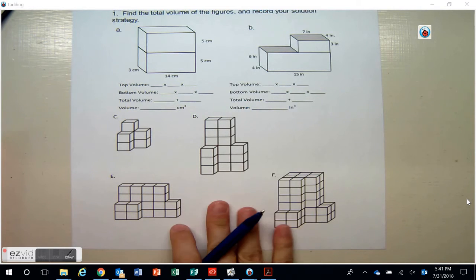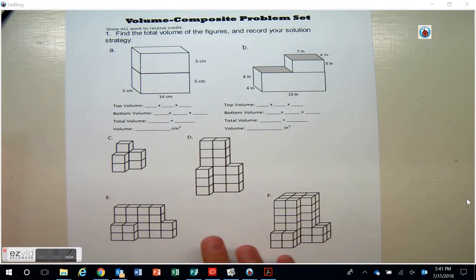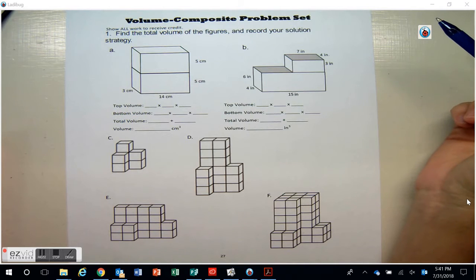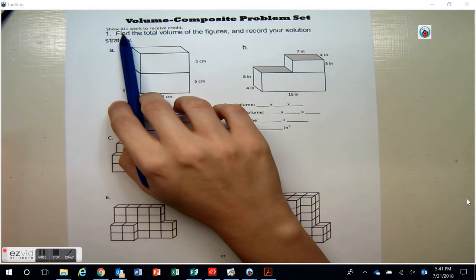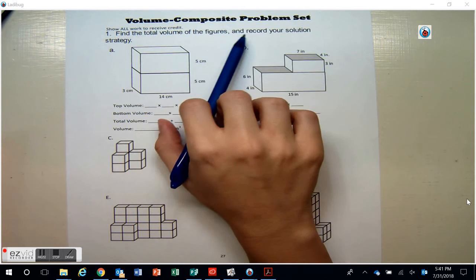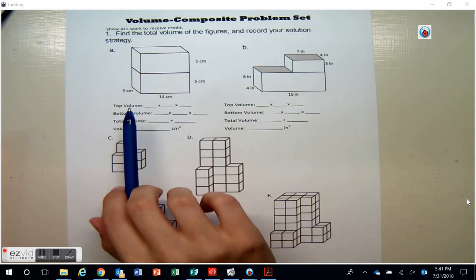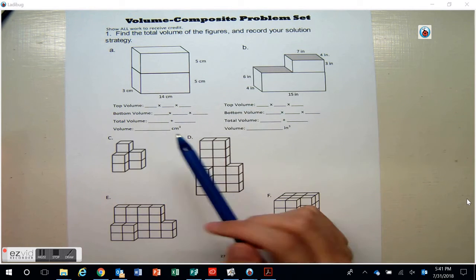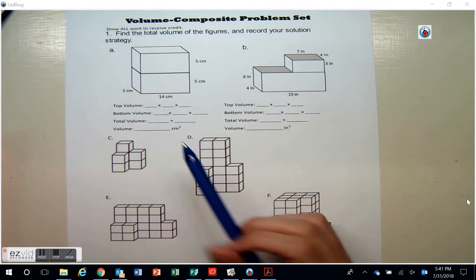Let's take a look today at our problem set for the volume of composite figures. Show all work to receive credit. Find the total volume of the figures and record your solution strategy. This is kind of a solution strategy, and you're telling me how you're coming up with your answer.